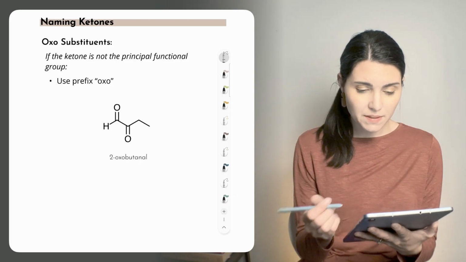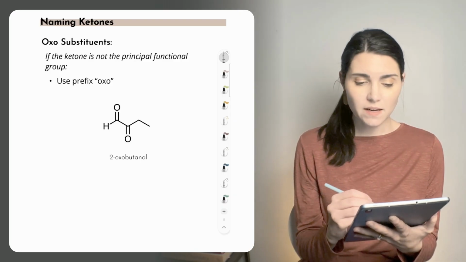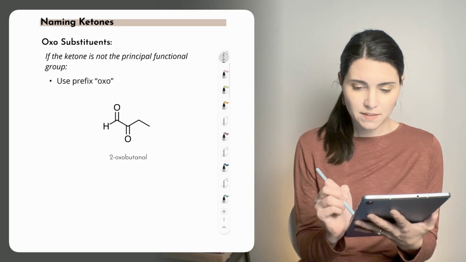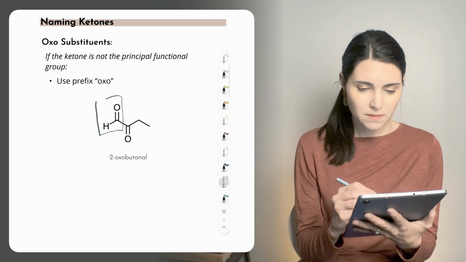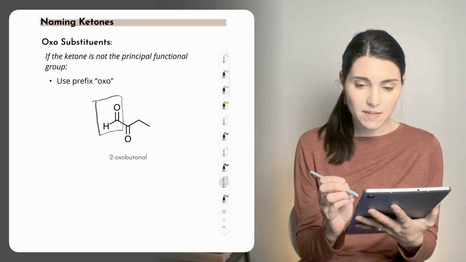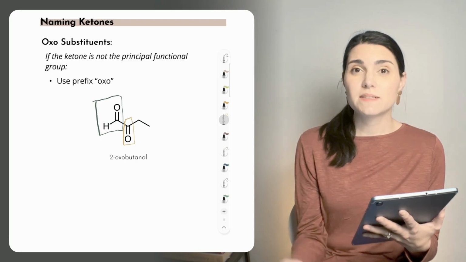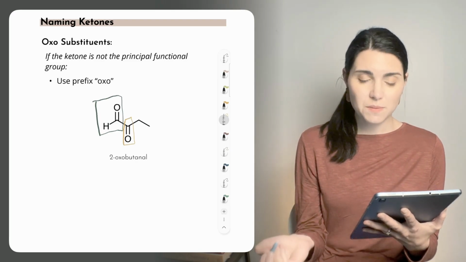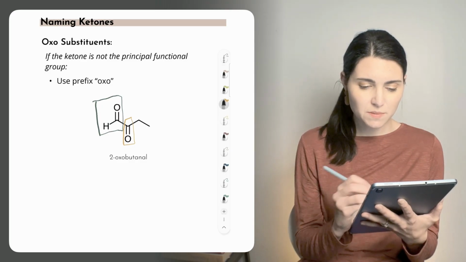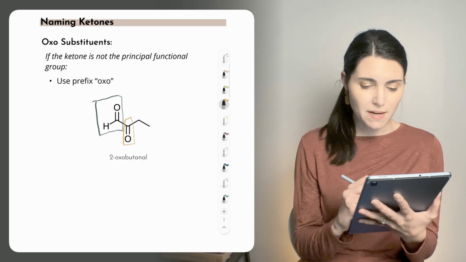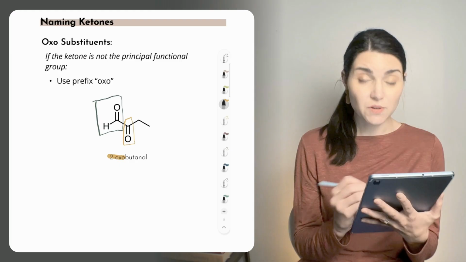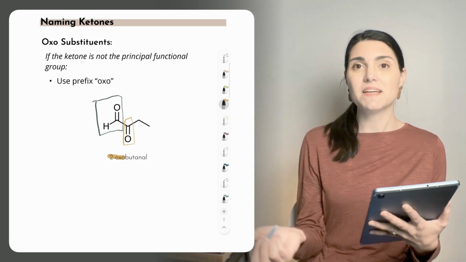In this example here, we have an aldehyde functional group that is this one here. And then we have our ketone, which is this one here. So the ketone is less important than the aldehyde, and so it's going to be named as an oxo substituent. So this molecule's name is 2-oxobutanal, and so the 2-oxo refers to the ketone as a substituent on the molecule. We will do a little bit of practice naming ketones before we move on.